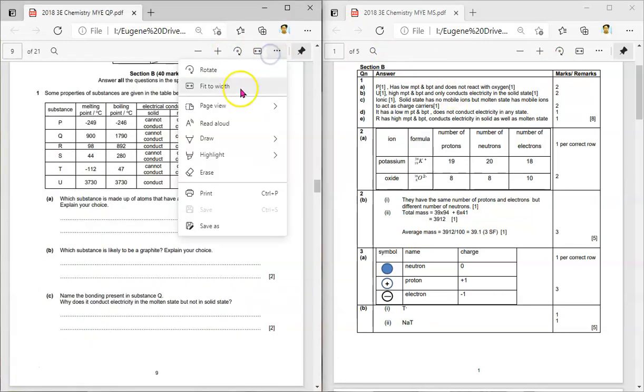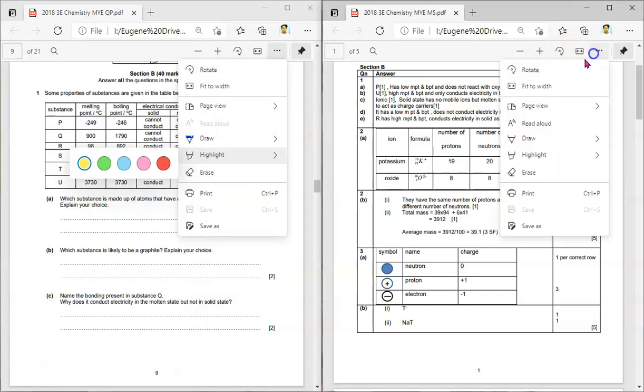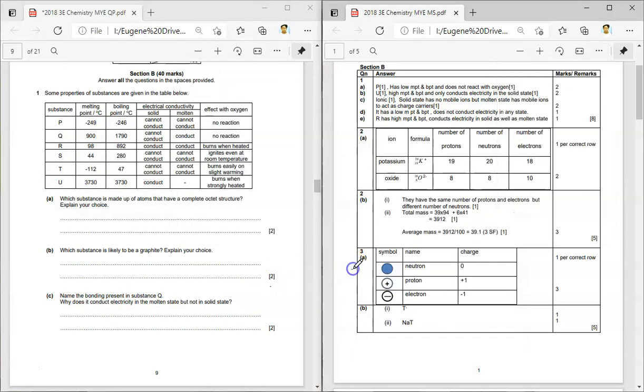Okay, so let's start the thing. Let me go and out. Okay, so blue color. Drawing blue color. Oops. Okay, so let's start.